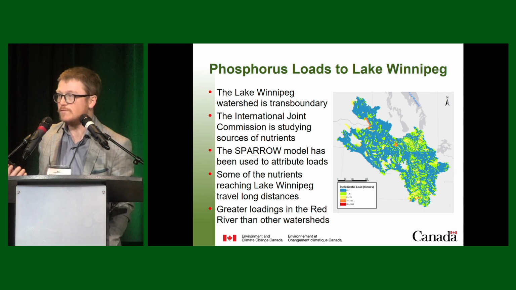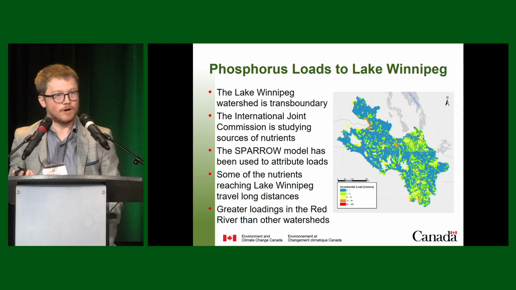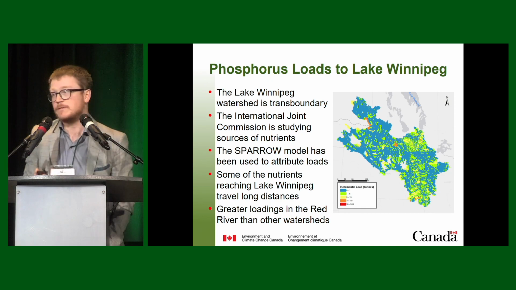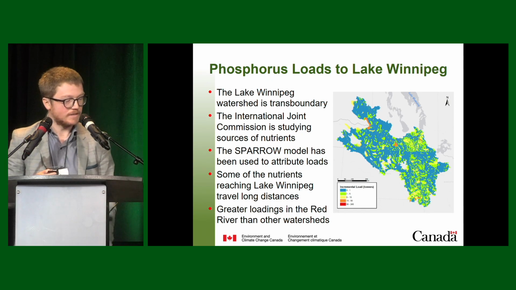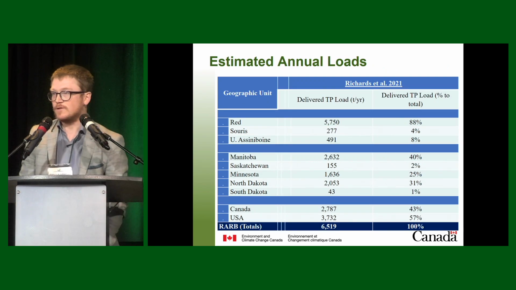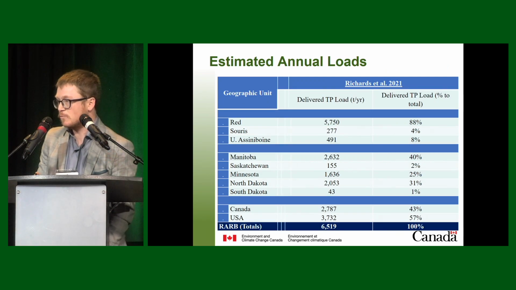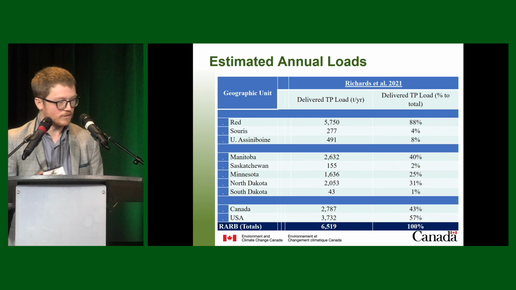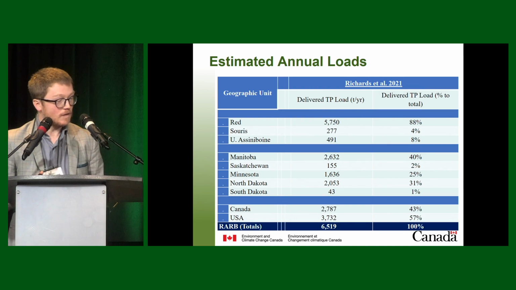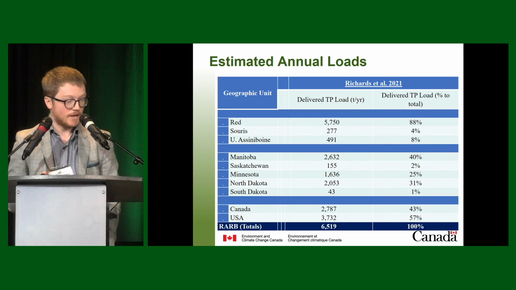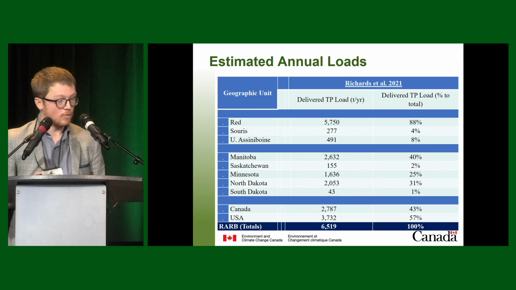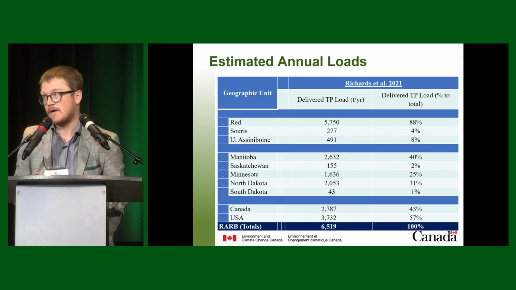And so then it behooves us as producers or agronomists, even in Saskatchewan or the Canadian prairies, to be mindful of these potential losses and what impacts they may have downstream. Another way of looking at this data is from some of the work by Agnes Richards with Environment and Climate Change Canada, where they've looked at the total phosphorus load entering Lake Winnipeg in absolute terms and then as a percentage of the total load and attributed to different geographic units.